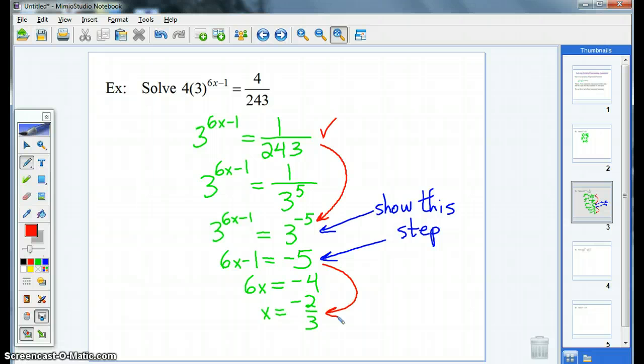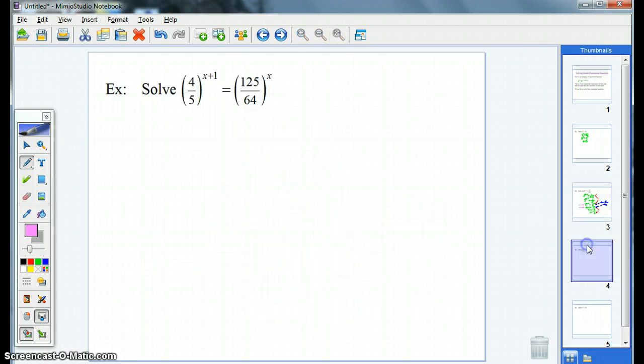So the basic overall idea here, divide out any common factors on both sides of the equation, somehow get both equations to have the same base. Both sides of the equation need to be a power with the same base so that you can then equate the exponents using the one-to-one property. Let's look at one more example.